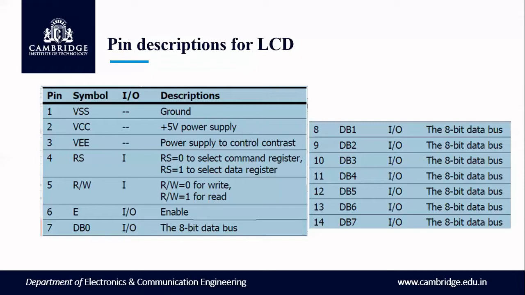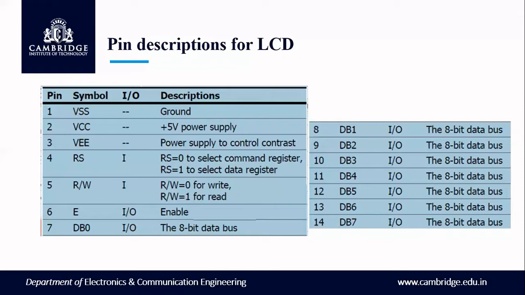And pin number 5, R/W, stands for read and write. It is also an input pin. If it is 0, you are going to write the command register value or the data register value onto the LCD. If it is 1, you will be reading from the LCD to the 8051. This we need to remember. So we can even read the LCD also.